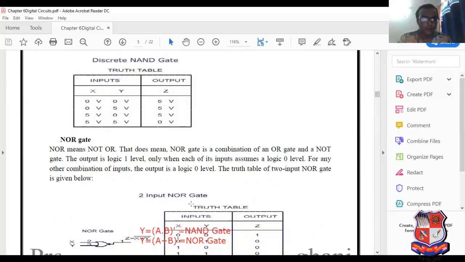Now NOR gate. NOR gate means what? It is the combination of OR plus NOT. Means what? Simply apply A input here, and here we apply B input. Now it is known as OR gate.